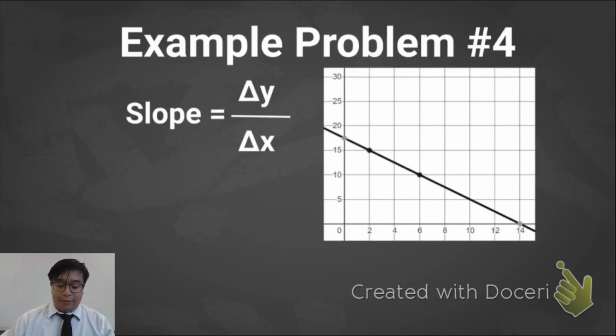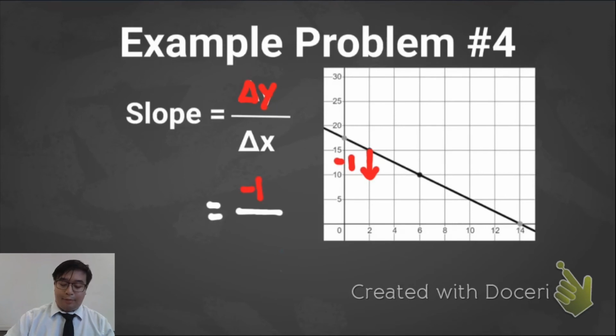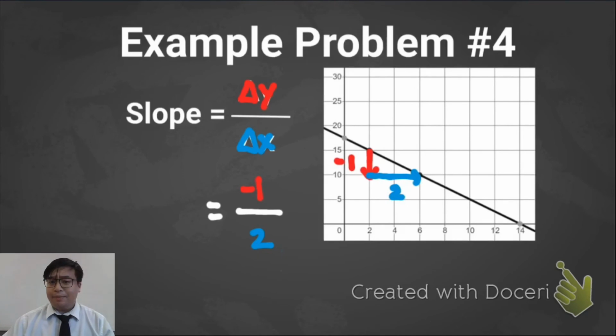And finally, the last problem. Let's find the slope of this graph here. I want to find the change in y, which I'm going to mark using red, which is the up and down direction. How many spaces down do I need to move? Looks like I'm moving 1 space. So my change in y is going to be negative 1. Now let's find my change in x. How many spaces to the right do I need to move? Let's go 1, 2. So it looks like my change in x is 2. So this slope is going to be negative 1 over 2, right?